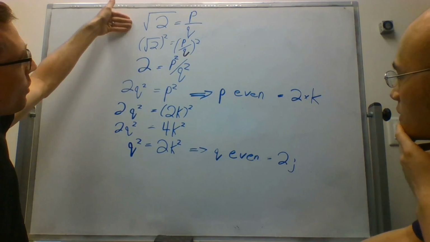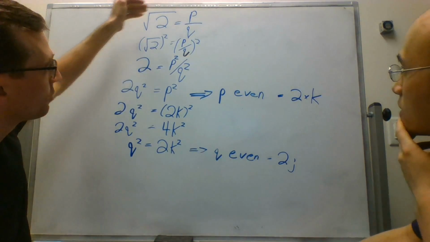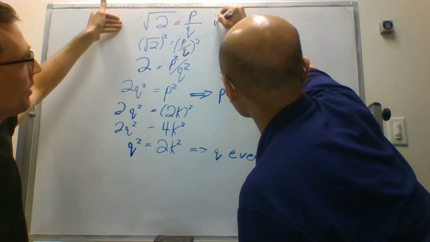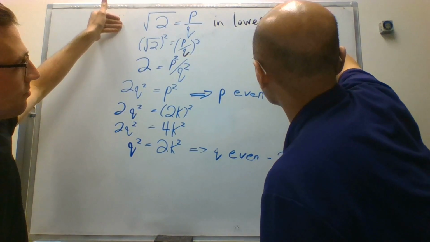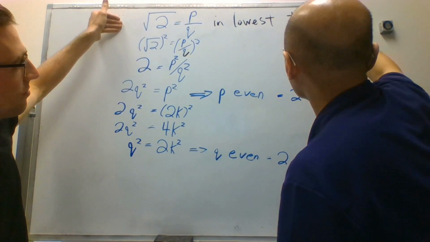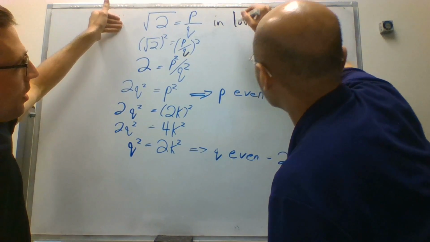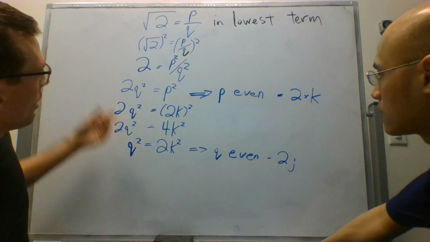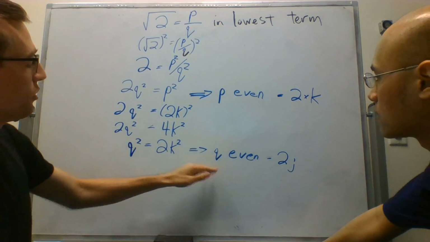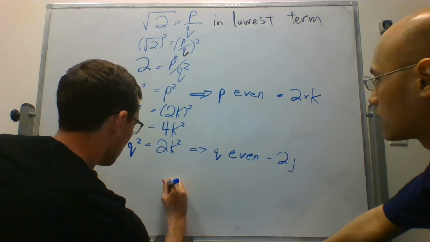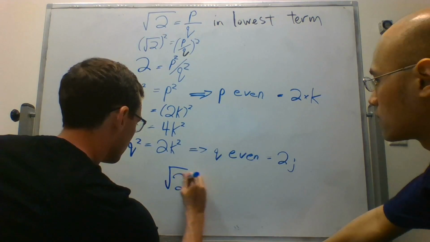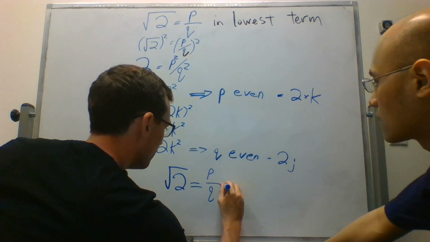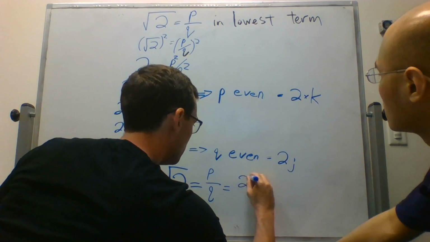Originally, we said the square root of 2 can be represented by two integers, p over q, represented in lowest terms. So square root of 2 equals p over q. We picked the lowest terms version of that. We know that p's even, q's even. Well, what we have here is p over q equals 2k over 2j.